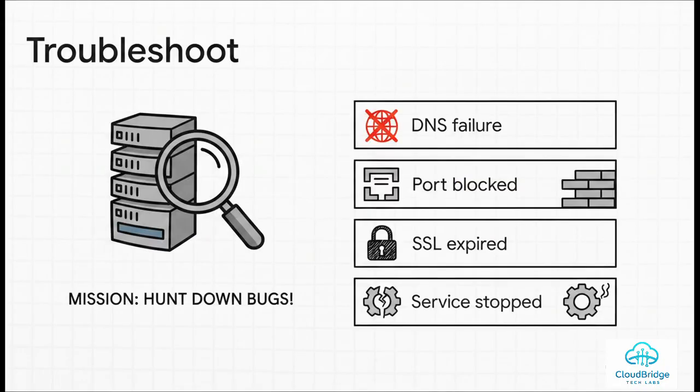But listen, building it? That's really only half the battle. Once it's running perfectly, you're going to face simulated outages. We're going to throw some intentional breaks at you: a DNS failure, a randomly blocked port, an expired SSL cert, and a stopped service. Your mission is to actively apply our 8-layer tech detective flow to hunt down and fix every single one of those issues.